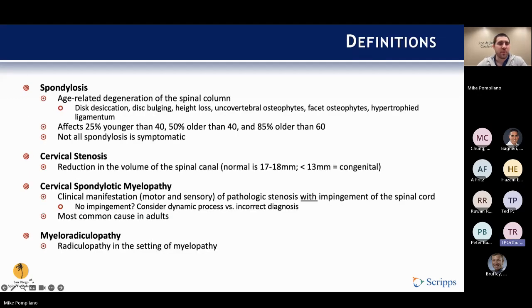So first, starting with some definitions, spondylosis is the age-related degeneration of the spinal column, both the bones, ligaments, essentially osteoarthritis of the spine. It can involve desiccation, disc bulging, height loss, osteophytes, etc. It affects 25% of people younger than 40 and up to 85% older than 60.